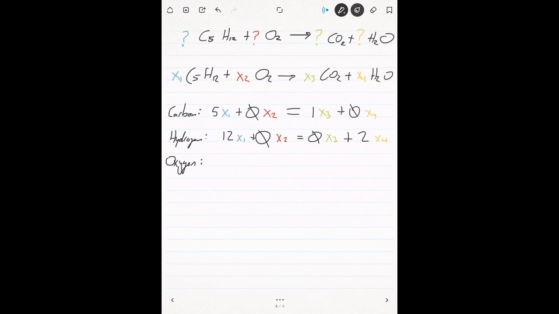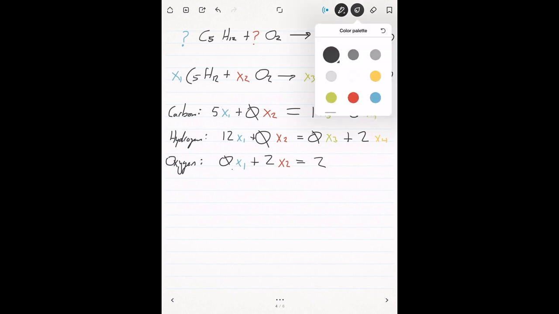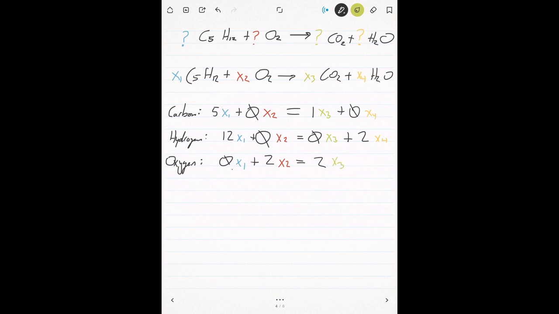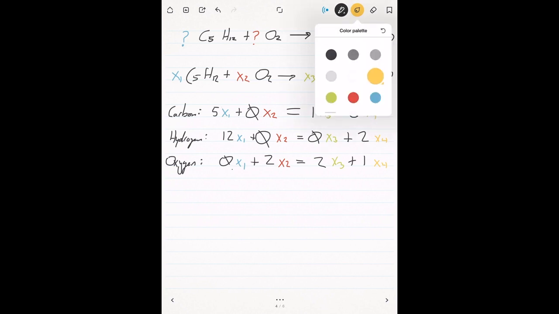So in oxygen, the first one, there are 0 times x1. I'm sorry, I have to get these right. Then in the second compound, there are clearly written 2 oxygens, but I've multiplied that by whatever x2 is. In the third compound, there are 2 oxygens, multiplied by x3, so that's 2 times x3. And the last one only has 1 oxygen, times whatever x4 is. Thank you for bearing with me with that.